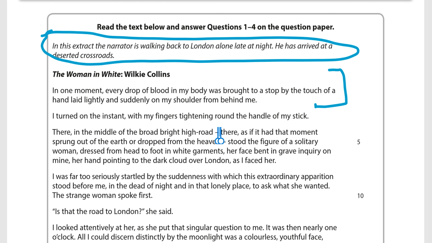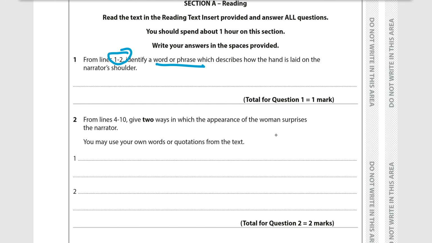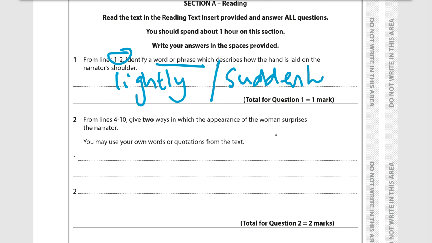So remember, it was how is the hand laid. So here we go, we've got lightly and suddenly. So we've got two potential answers here and we can just decide, so which one do we want to write? So you could write lightly or you could write suddenly. Okay, or you could write lightly and suddenly. Both of those would get you a mark.